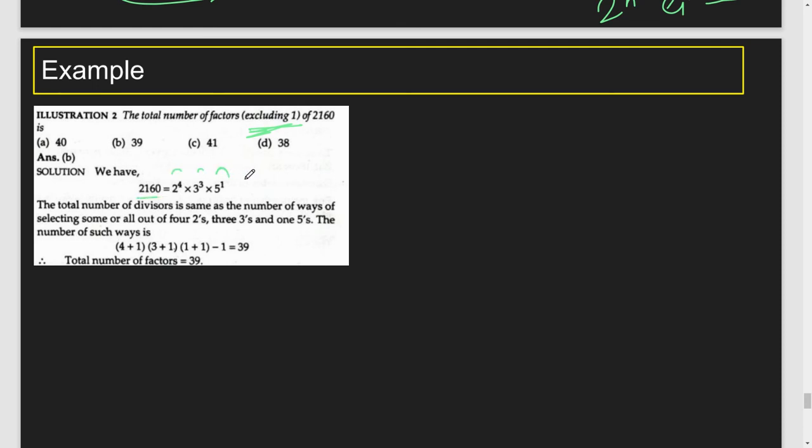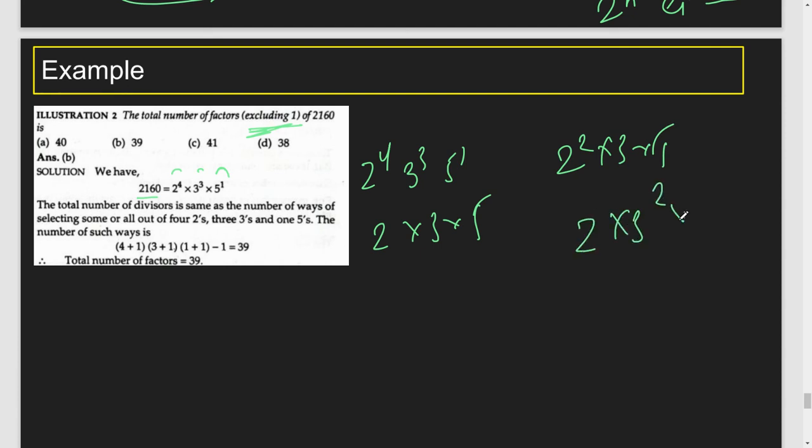Total number of factors means all those numbers which actually divide 2160. Let's say you have 2 to the power 4, 3 to the power 3, and 5 to the power 1. If you choose 2 into 3 into 5, it will be a number that divides 2160. If you choose 2 squared into 3 into 5, it will also divide it. If you choose 2 cubed, 3 squared into 5, it will also divide. Something like that will also divide.